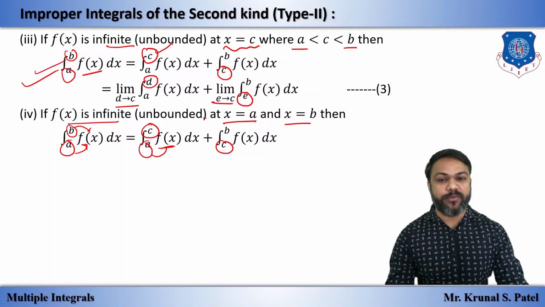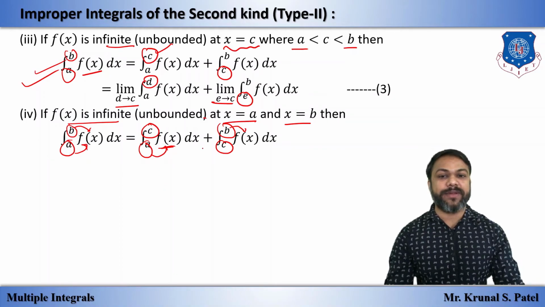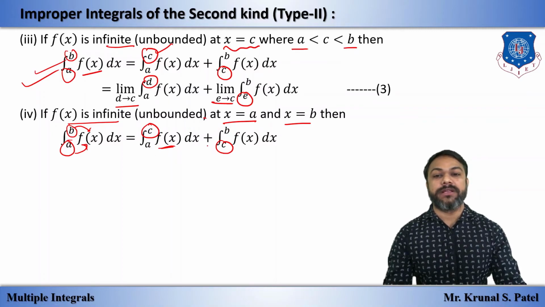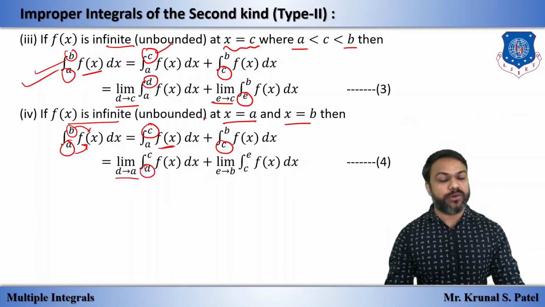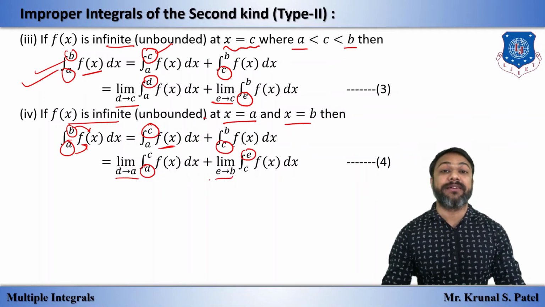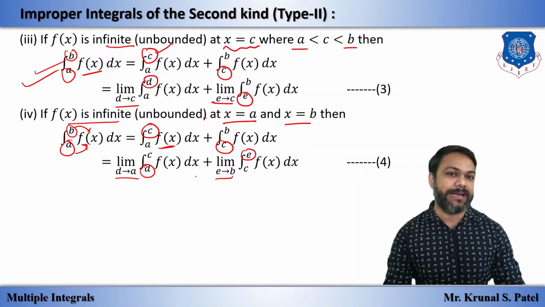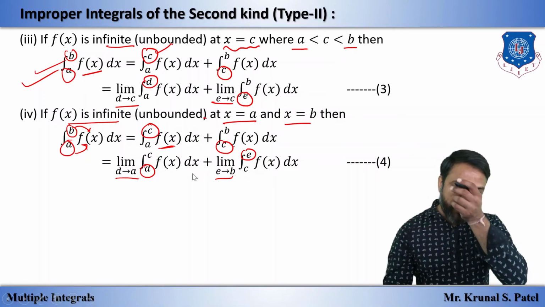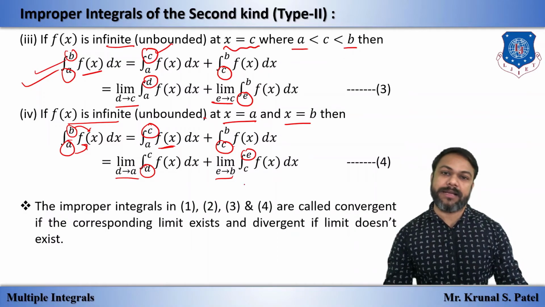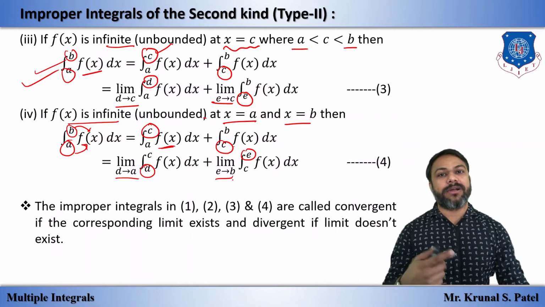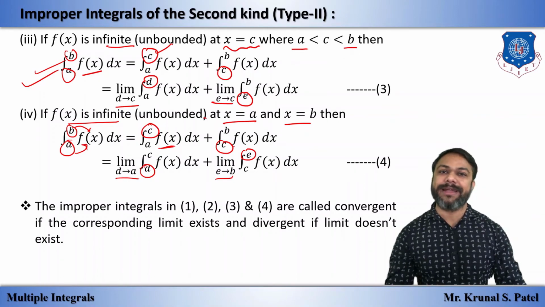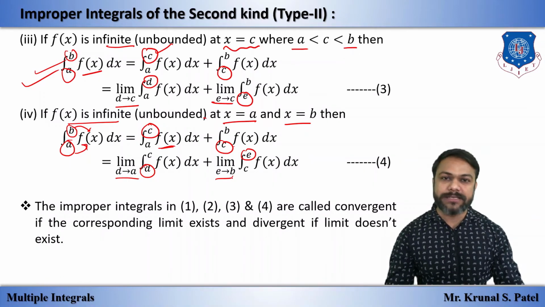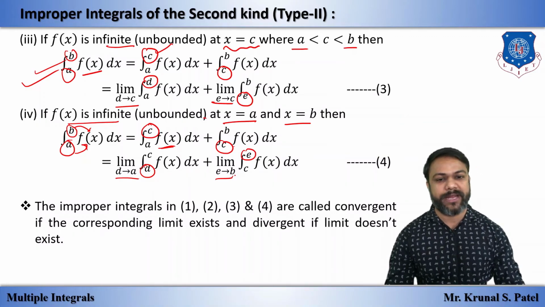So f of c is finite, so we will take the limit for a and b. So d tends to a, and e tends to b, and c stays as it is, because we have taken c at which this is not infinite. So these are the four, and for these we can say convergent, as we have discussed. If the answer is finite, that means the limit exists, that is convergent. If the limit does not exist, that is divergent, that means infinite.